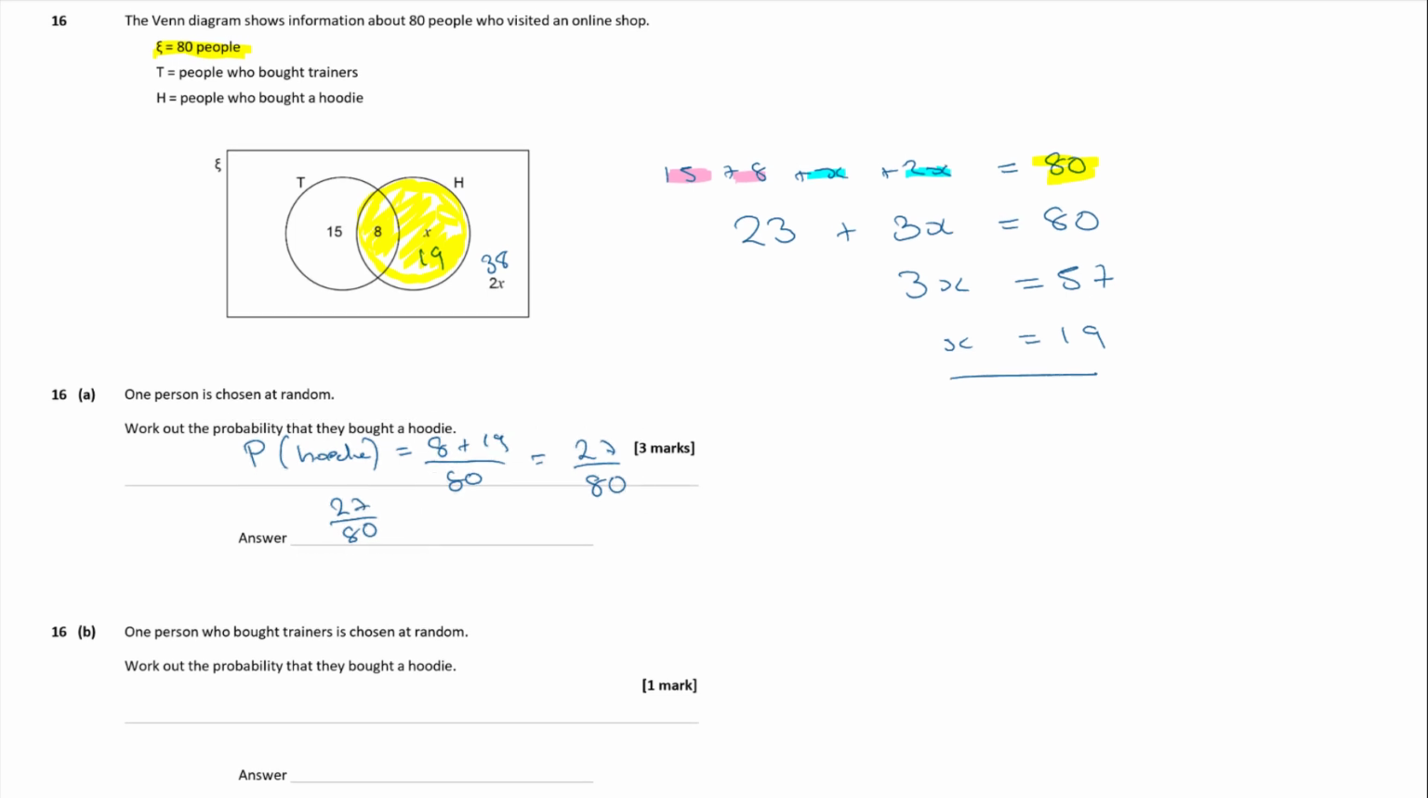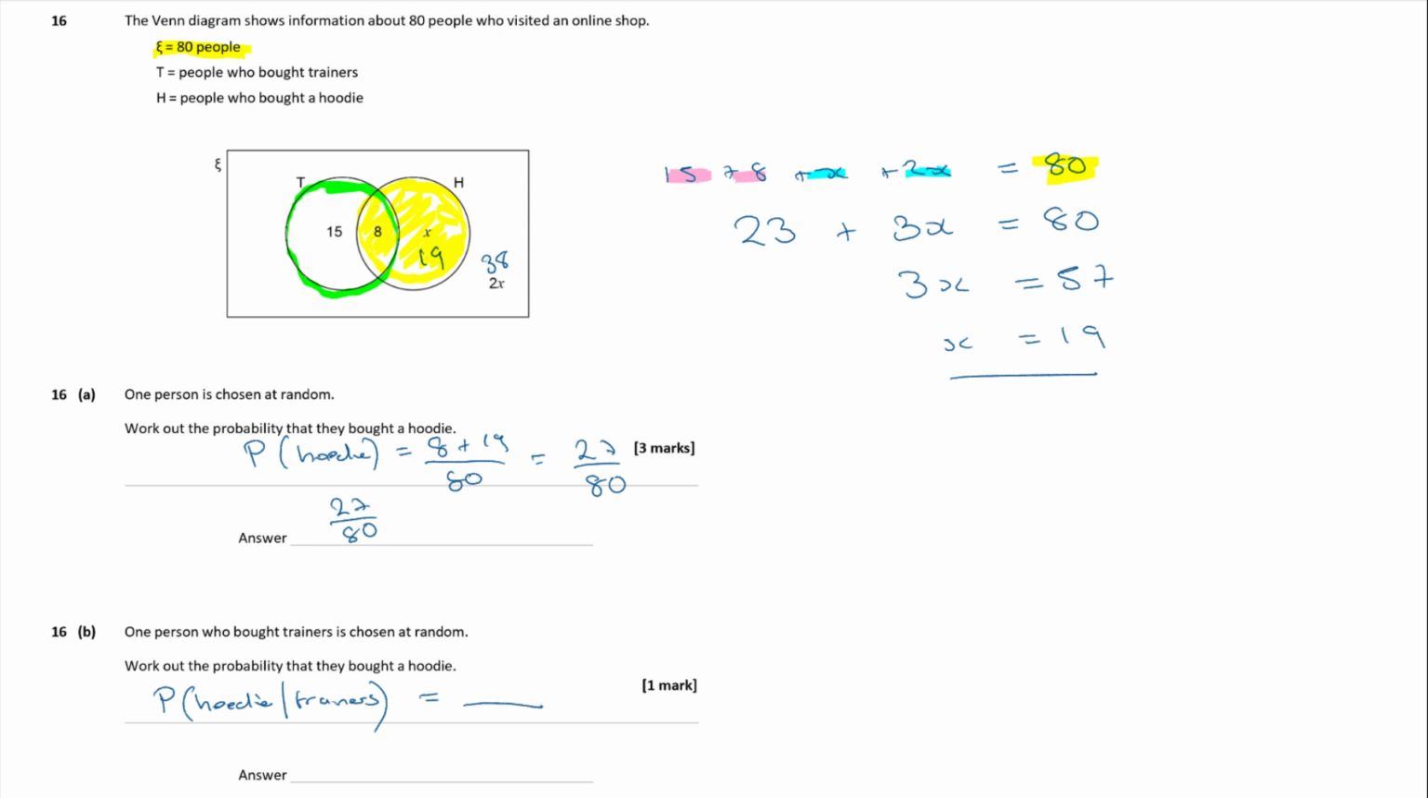Right, next one says one person who bought trainers is chosen at random. Work out the probability they bought a hoodie. Okay, so this time we're not picking from the universal set. We're picking from the people who bought trainers. So from within this circle here. This is what we call conditional probability. So we want the probability that they bought a hoodie given that they bought trainers. That's the notation for it. That line there means given that. So what's the probability that they bought a hoodie given that they bought trainers?